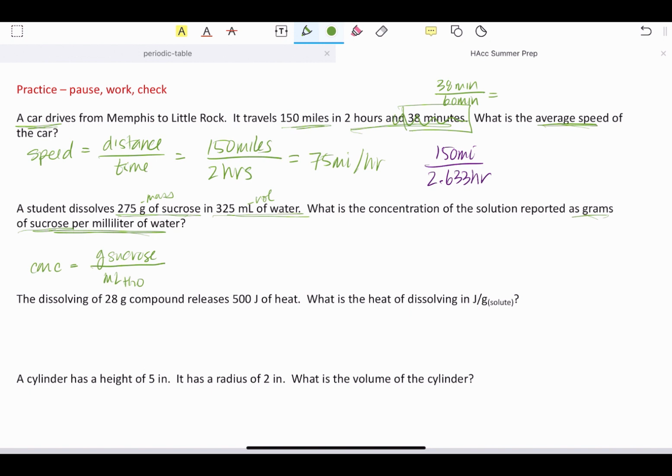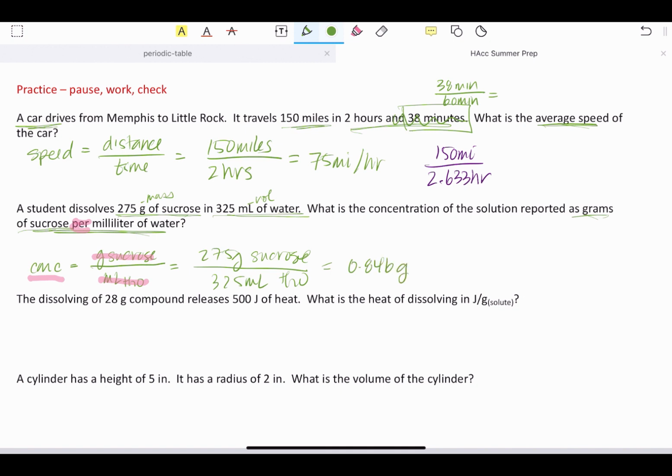So if we dissect that, that's what it's telling us. It's saying find the concentration, and it wants it in units of grams of sucrose per milliliter of water. Per just means divided by or is equal to, right? And so that's all we got to do, so we got to set that up. So 275 grams of sucrose for every 325 mils of water. We will not leave things as a fraction. We will divide them out. So 275 divided by 325 is going to give us 0.846.